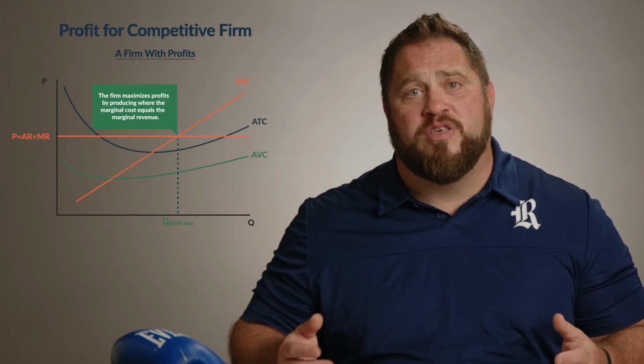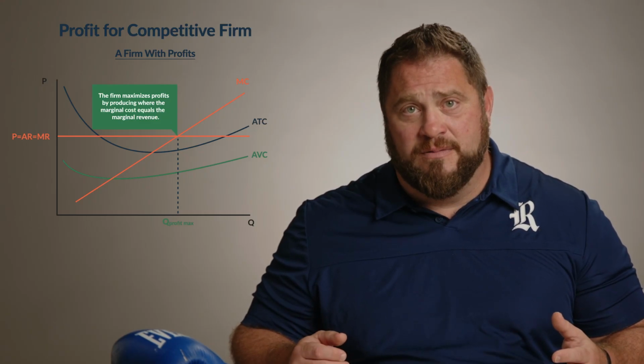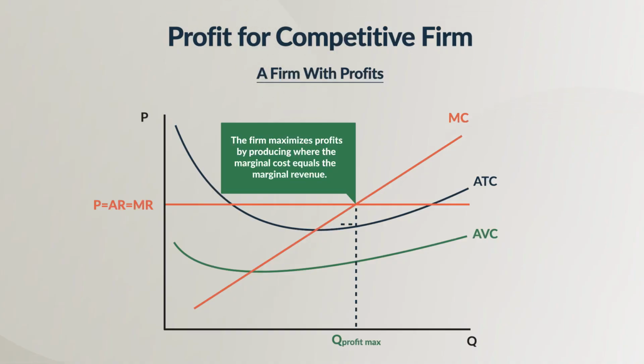So how do I know that this firm is making profits here? Well, if I take it up to the average total cost curve and I drive across there, I see the price is greater than the average total cost. The price is my average revenue. So the average revenue is greater than the average total cost. The difference between the two vertically is our per unit profit. Times our total number of units, cha-ching, gives us our total profits. So this is a firm making positive economic profit.